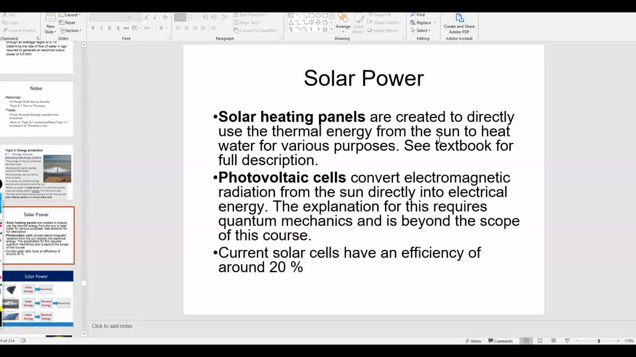And so, again, when most people think of solar power, they're thinking of electricity produced through solar power, which comes from photovoltaic cells. How that works is kind of difficult to explain, and so we're not really going to talk about that because that's beyond the scope of the course. Just a random fact, though: current solar cells have an efficiency between 10 and 20%, so keep that in the back of your mind as we're doing calculations.